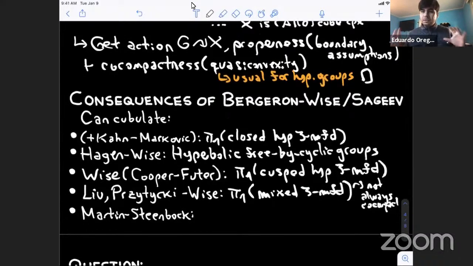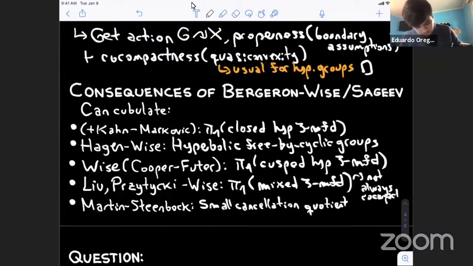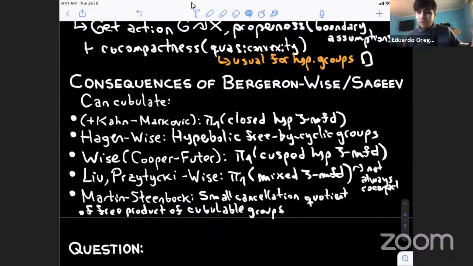And also from just a cubical perspective, we have a combination theorem from Martin and Steenbock. And they prove that a small cancellation quotient of the free product of cubulated groups is also cubulated. So this is a kind of nice result. That means we can construct new cubulated groups from old ones.